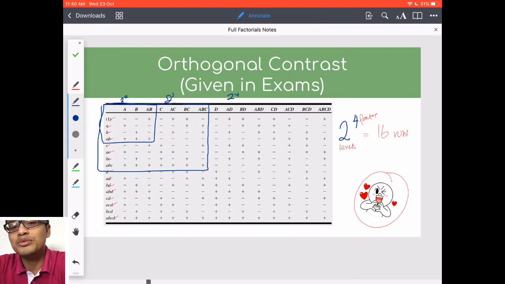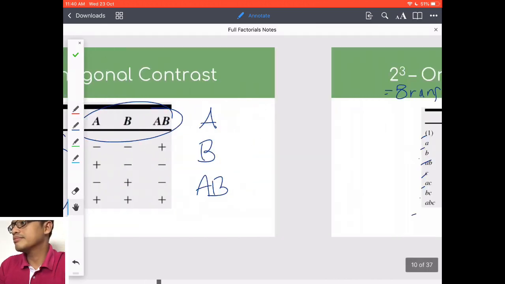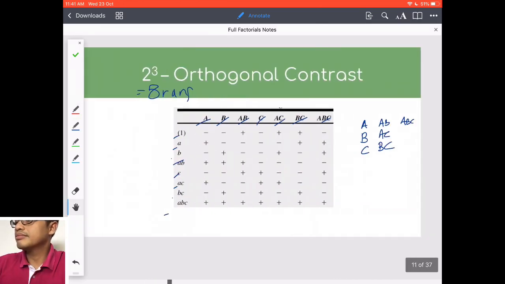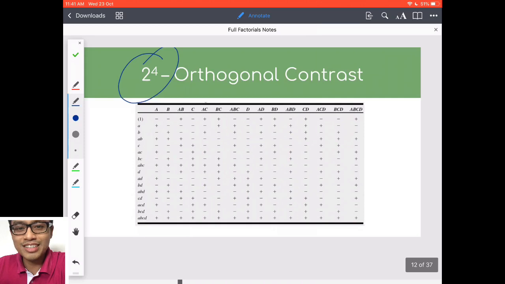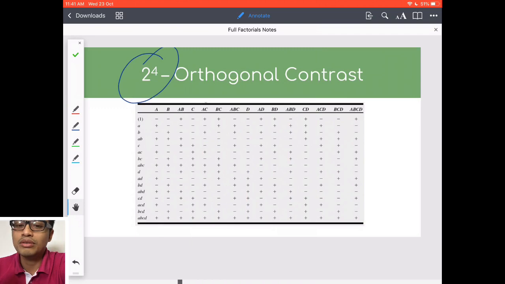You can use ANOVA 2 ways. 2 to the power of 3 and 2 to the power of 4 is famous if a full factorial question is given. And again, this is 2 to the power of 4. All of them. 2 to the power of 5? There is 2 to the power of 5? Yes. But I do believe that that's the limit for our class. We just limit at 2 to the power of 4. Okay, if you like to have 2 to the power of 5, go ahead and read all the statistics books.